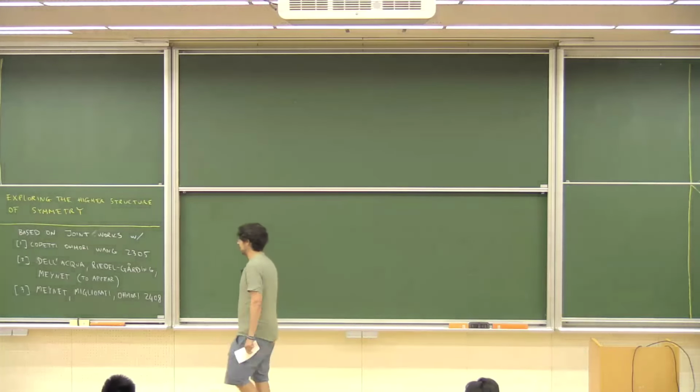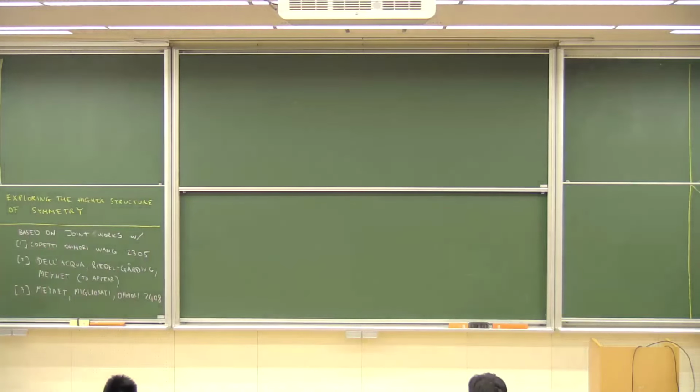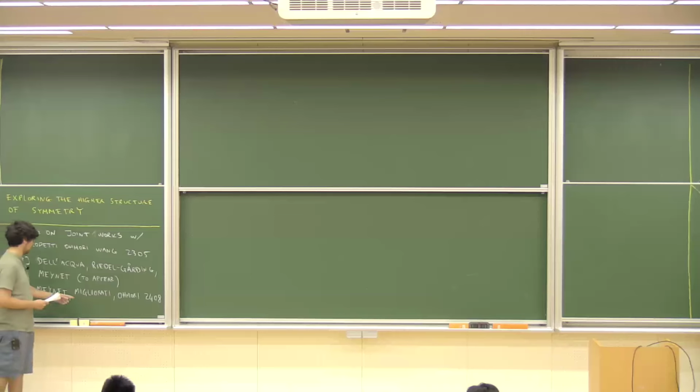So today I will talk about some exploration of the higher structure of symmetries, which we started together with Kantaro and other collaborators, Christian Copetti and Yifan Wang, about a year ago. This project has a follow-up that I'm working on together with my student, Elias Riedel-Gorning, and my postdoc, Shani Meynet. And also other applications of the higher structure of symmetry that appeared more recently, last month, together with Shani Meynet, Daniele Migliorati, who is another PhD student in Uppsala, and Kantaro.